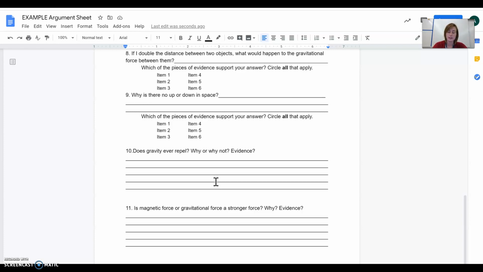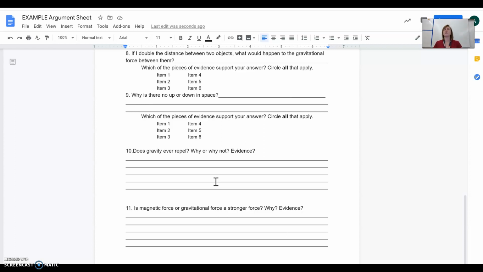Let's talk about number 9. It says, why is there no up or down in space? My students are never quite sure about this one. So if you think about it, the way that is down is the way gravity is pulling you, right? It's toward the center of the Earth is which way down is. But if you're out in space and you're not close to a gravitational field, you're not being pulled by anything. You're not being pulled down at all. So it's almost like there is no down in space, right?